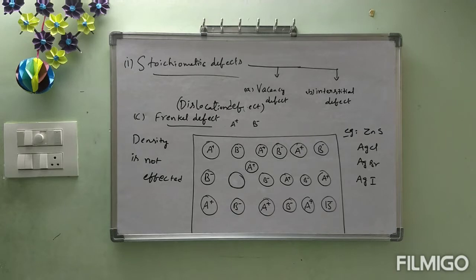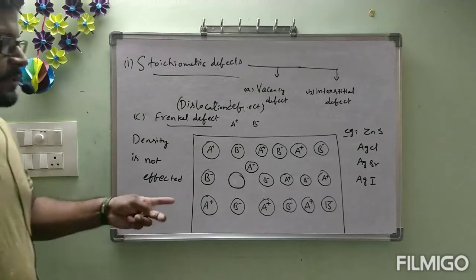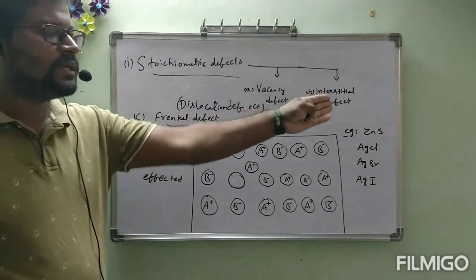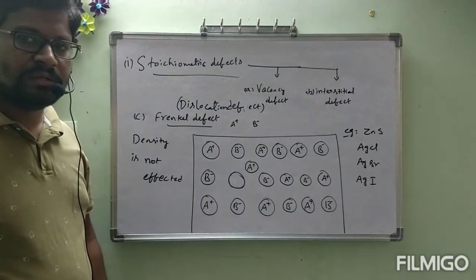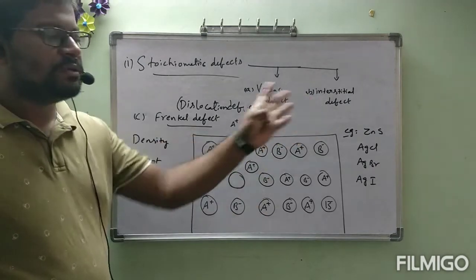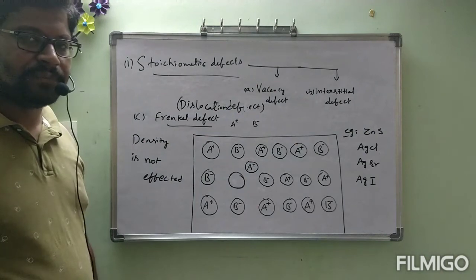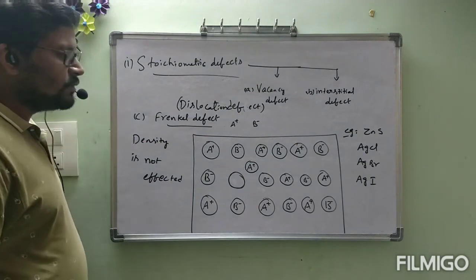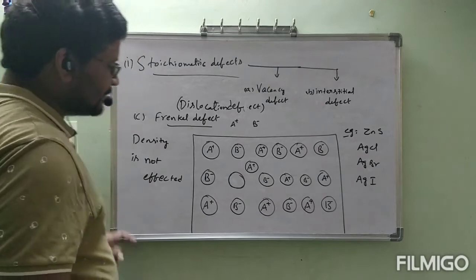Okay? Why are we not treating this as a separate type of stoichiometric defect? This is one of the types of vacancy defect and interstitial defect only, which is observed in ionic solids. These two are exclusively observed in non-ionic solids. That is the thing. Next, we will go through Schottky defect.